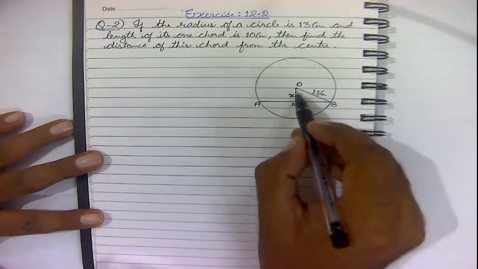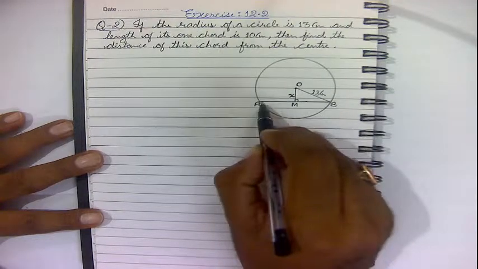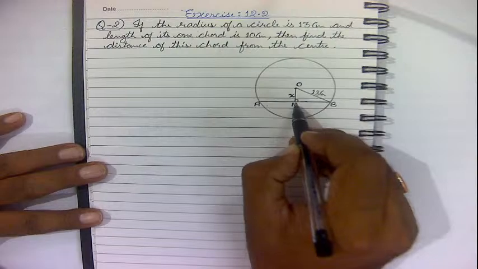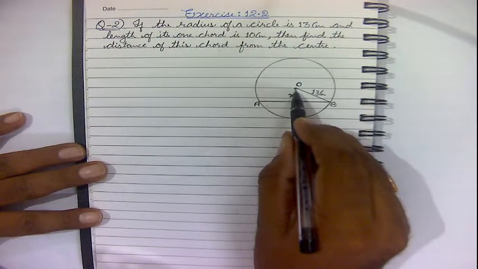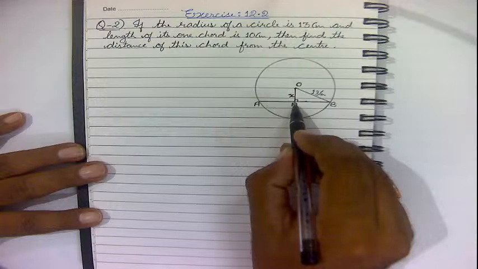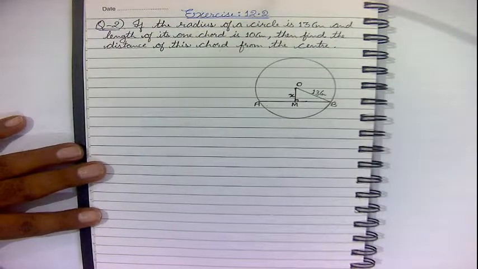Again and again I am repeating that the distance of a line or a line segment from a point is always taken as the perpendicular distance. So this OM is the distance of the chord from the center. तो ये OM क्या है यहाँ पे, perpendicular. Now the solution.